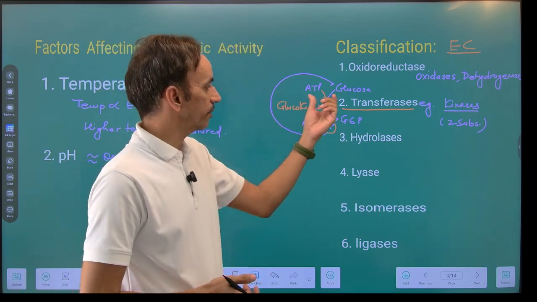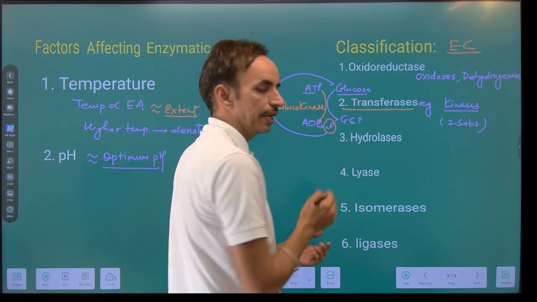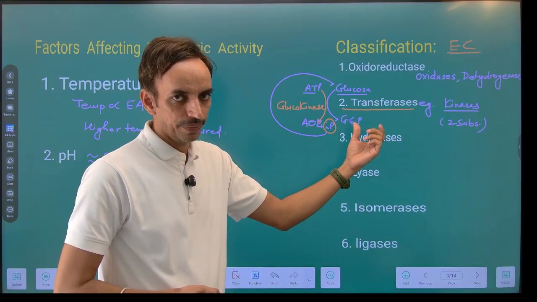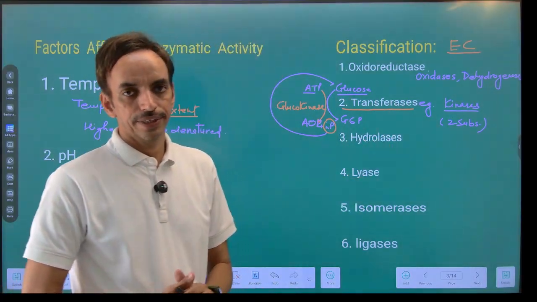So glucokinase requires two substrates. One substrate is ATP, while the other substrate is glucose. It transfers the phosphate group from one substrate to the other substrate. So these are the transferases, with the example of kinases.